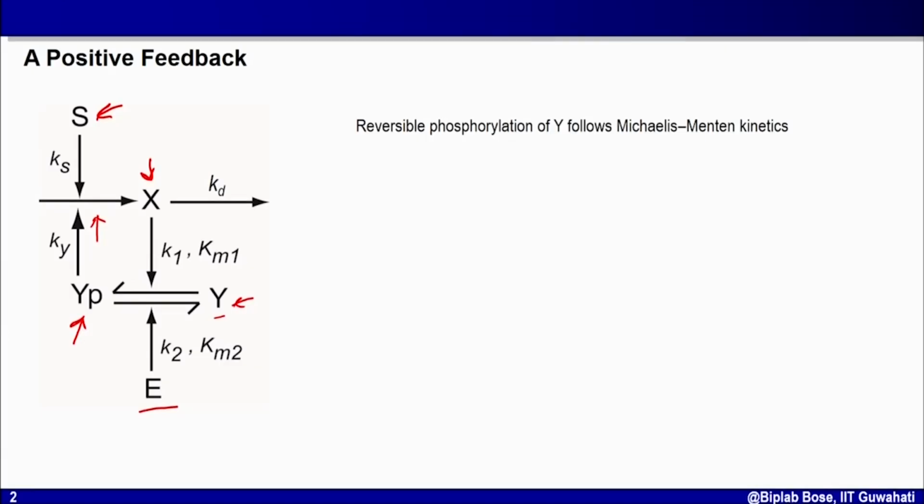And we will consider here that this Y to YP interconversion by reversible kinase and phosphatase activity follows Michaelis-Menten kinetics. If you remember, we discussed in earlier modules that if I have a reversible reaction, both following Michaelis-Menten kinetics, then this can have a sigmoidal, ultrasensitive, switch-like behavior. So we will take advantage of that type of behavior in this system. So let us start writing the ODEs.